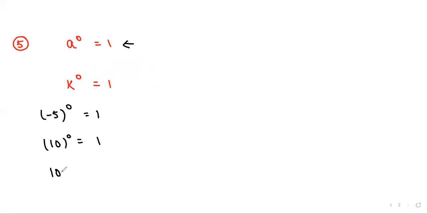Suppose I'm taking 1000 raised to 0. As you can see, 1000 is a very big number, so you might think, how will 1000 raised to 0 be equal to 1? But this is the property that any number raised to 0 will always be equal to 1, no matter how big or small the number is. So 1000 raised to 0 will also be equal to 1. For example 10,000, or you can take any number. If that number has power 0, then that will always be equal to 1. This is nothing but the fifth property.